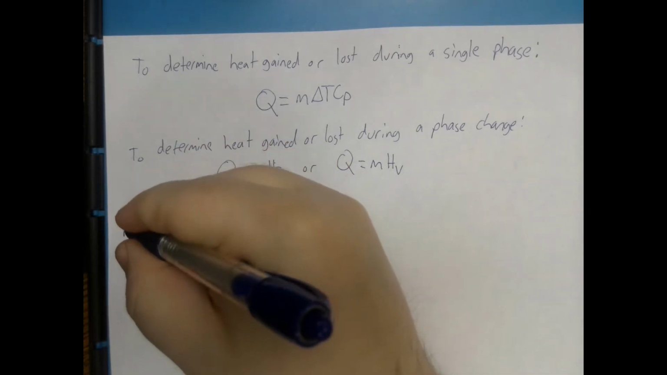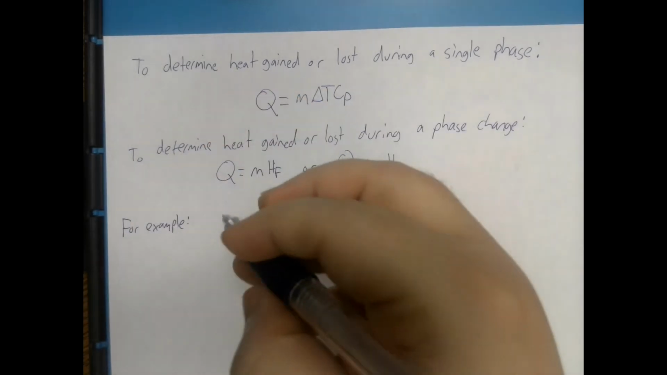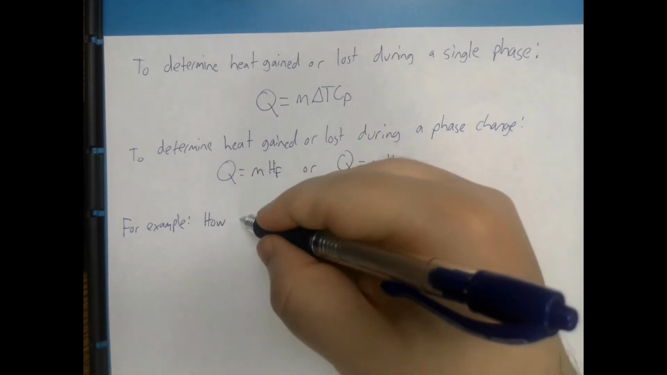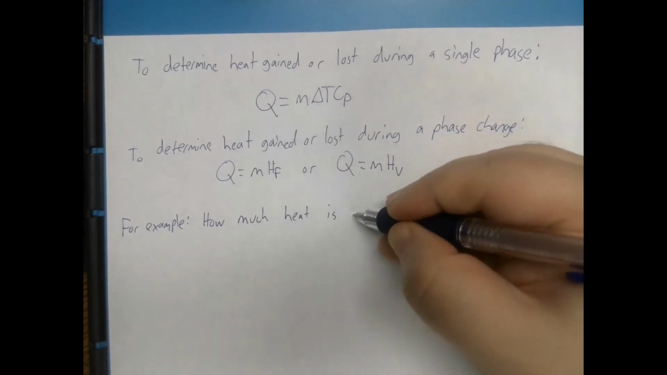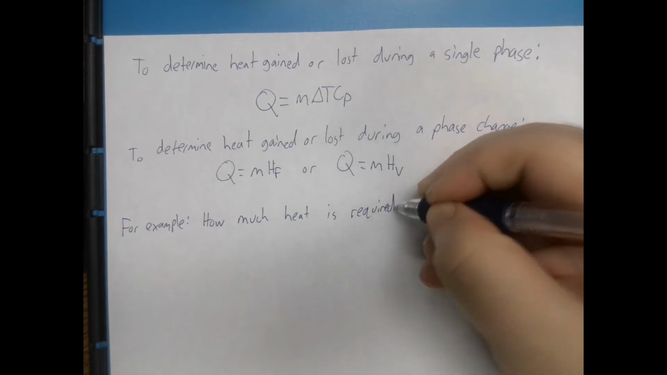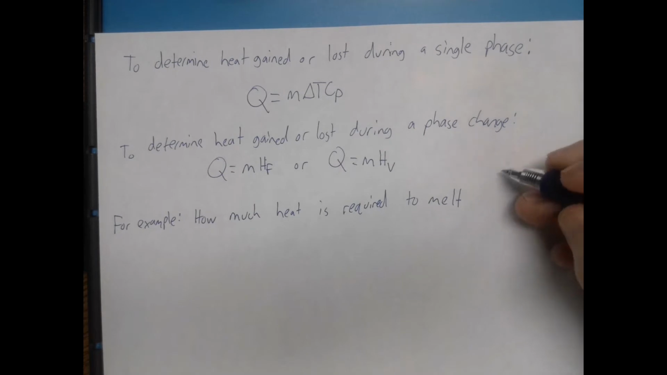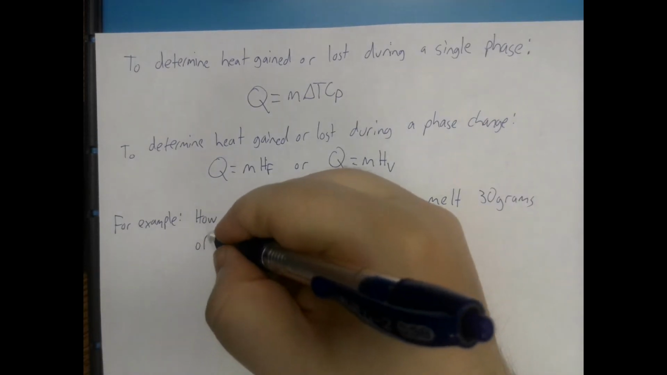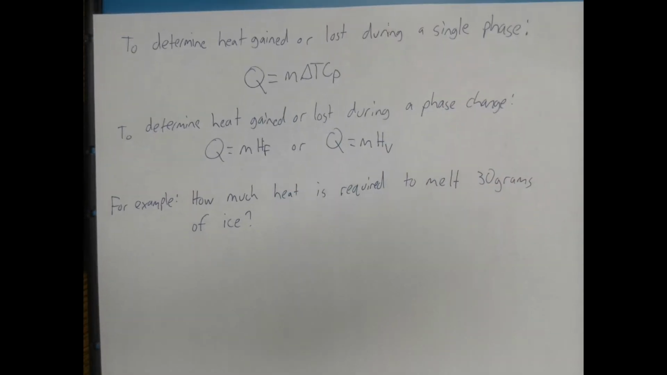So for example, how much heat is required to melt 30 grams of ice? Will someone close the door?